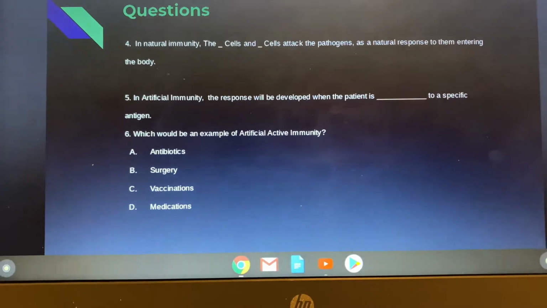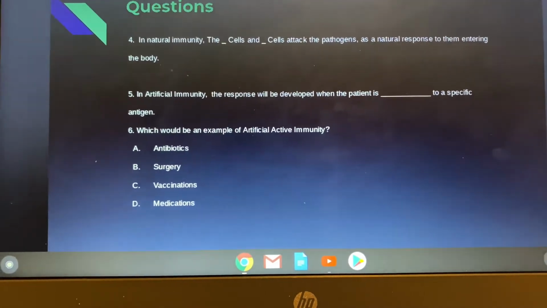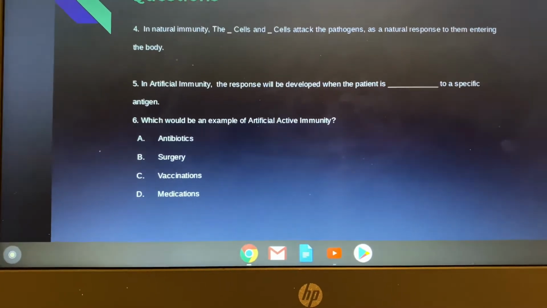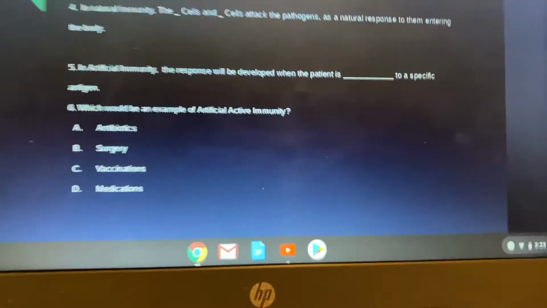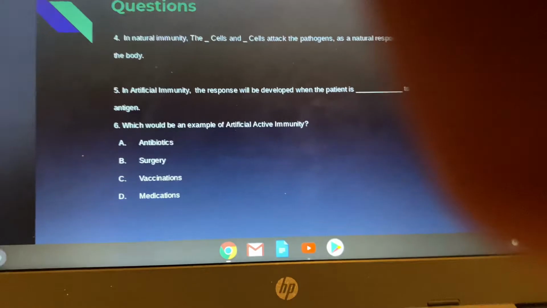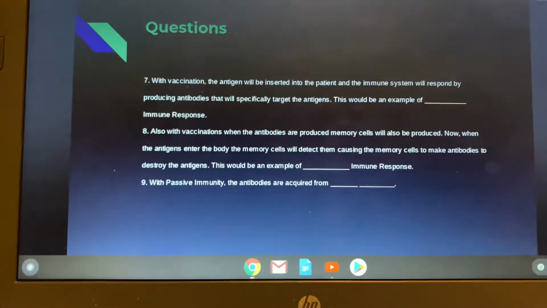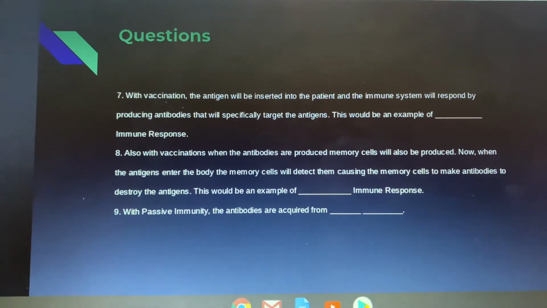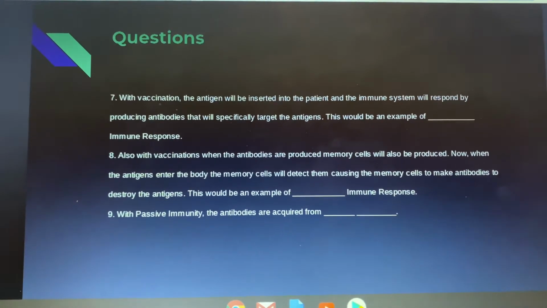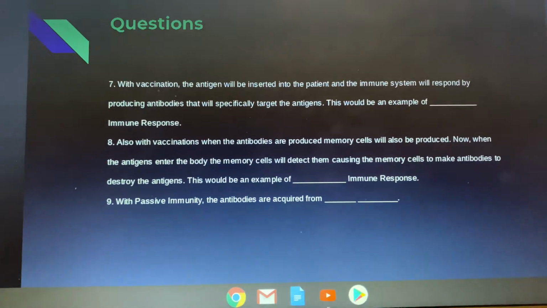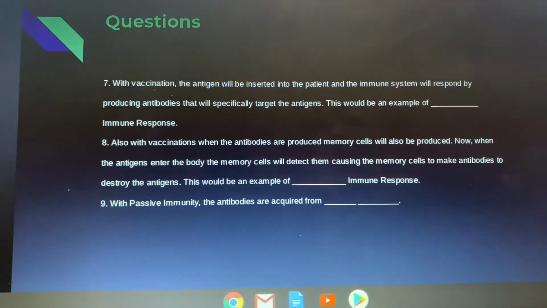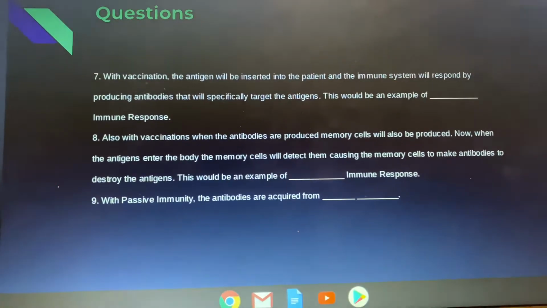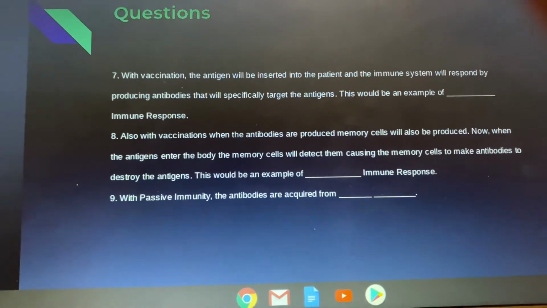6, which would be an example of artificial active immunity? A being antibiotics, B being surgery, C being vaccinations, D being medications. Seven, with vaccinations, the antigens will be inserted into the patient and the immune system will respond by producing antibodies that will specifically target the antigens. This will be an example of blank immune response.